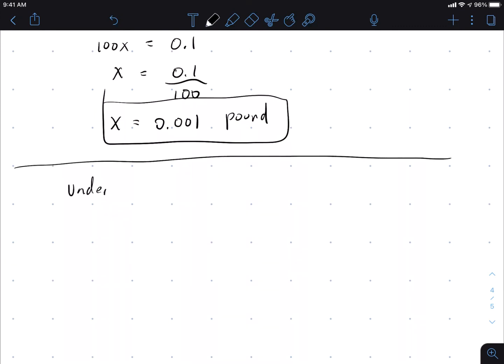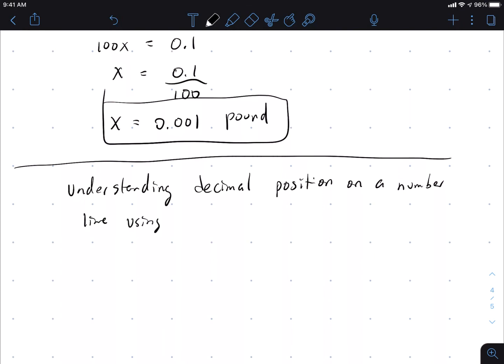Okay, so this topic is understanding decimal position on a number line using zoom, and what they mean by zoom is zooming in under the hundreds.